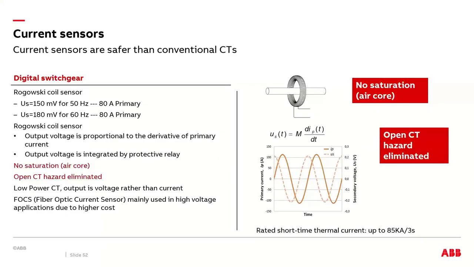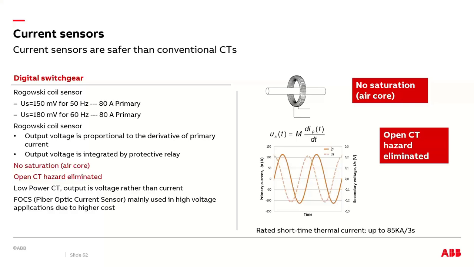Going on to a little bit about Rogowski sensors, we know that they work on the principle of mutual inductance, and the output is actually a voltage which is proportional to the derivative of the primary current. What that means is that your device should have an integrator, so that it can integrate the output into the secondary current. And there is no magnetic core, so there is no saturation involved. There is no open CT hazard, and this makes it much easier for usage.